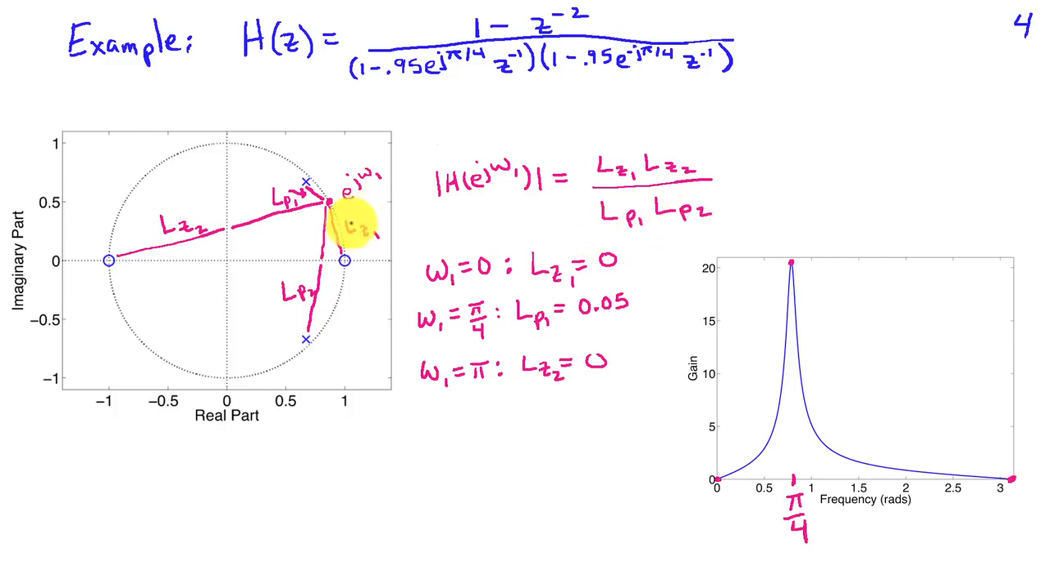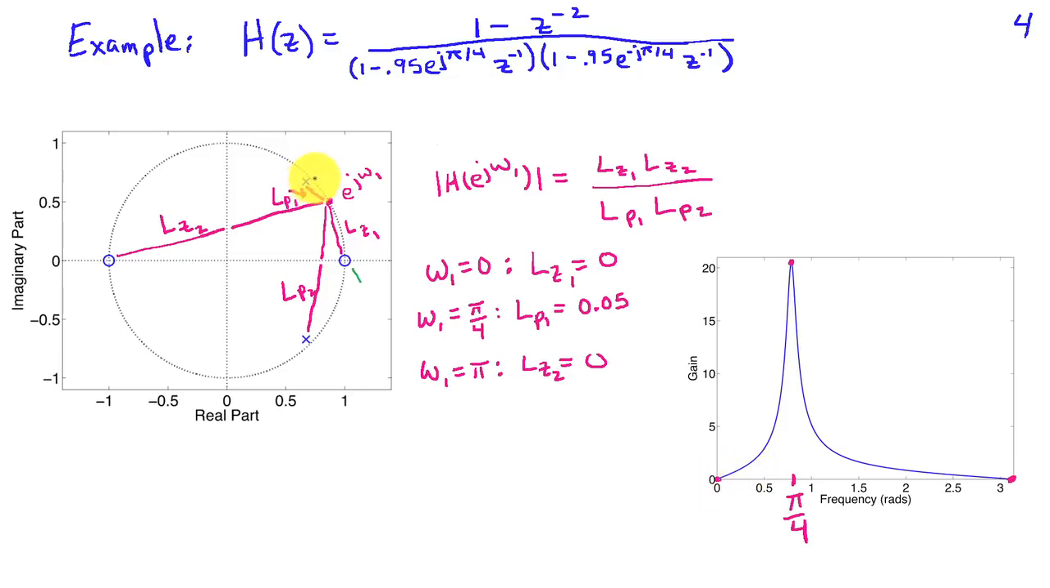So as we vary omega 1 around the unit circle, these distances all change and our frequency response magnitude consequently changes. And what you can see right away is that when omega 1 is equal to 0, then we have a 0 right on the unit circle, so the distance Lz1 goes to 0, the magnitude of h of e to the j omega 1 has to be 0, and indeed we see that when we plot the magnitude response.